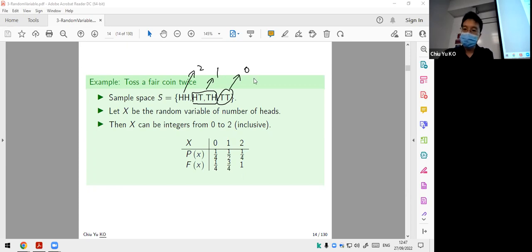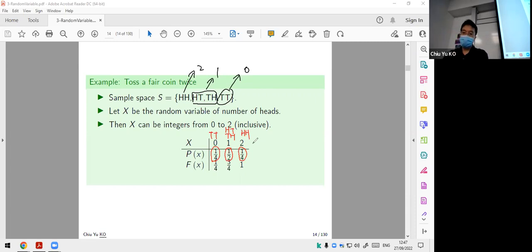So that's why for the first one, the 0 means TT, and I say a quarter here. And 1 is represented by HT and TH, so it has 2 outcomes here. That's why it's 1/2. And the last one is HH, so that's why it's 1/4, because only 1 outcome out of 4 possible outcomes. Is that clear how you construct the P?